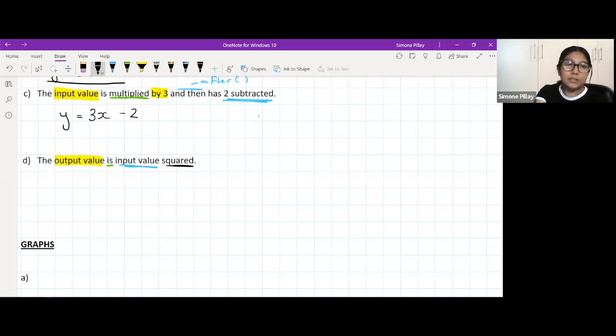What does all of this mean? My output value is y. "Is" means equals. Input value is x. And what does square mean? It means we're going to have a little squared symbol on the top over there. We're going to have an exponent of 2. So let's write this out in a nice, neat little equation. We're going to end up with y. Why do we end up with y? Because they've told us our output value is y. So y is equal to, my input value is x, and I'm going to square it. So I'm going to have an exponent of 2.